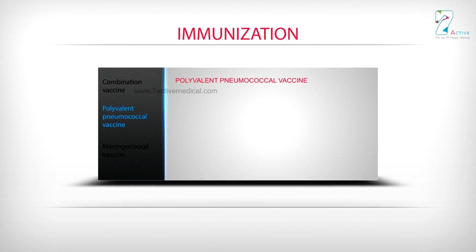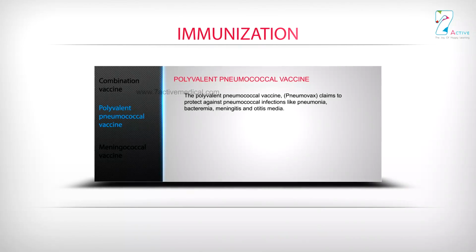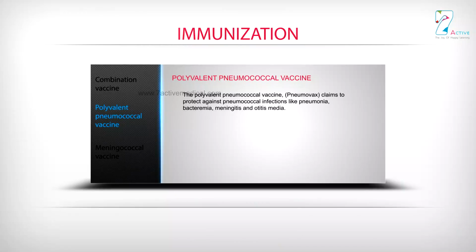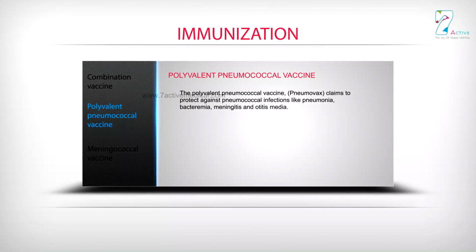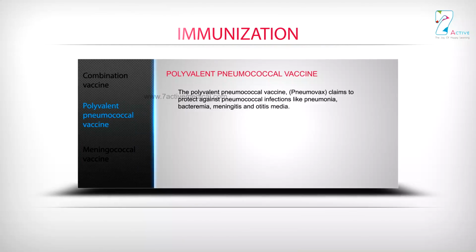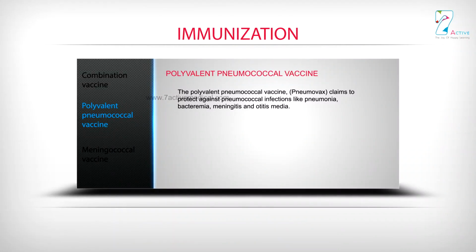Polyvalent Pneumococcal Vaccine. The polyvalent pneumococcal vaccine, Pneumovax, claims to protect against pneumococcal infections like pneumonia, bacteremia, meningitis, and otitis media. Dose is 0.5 milliliter IM, SC. Revaccination after 3 to 5 years until age of 10 years.